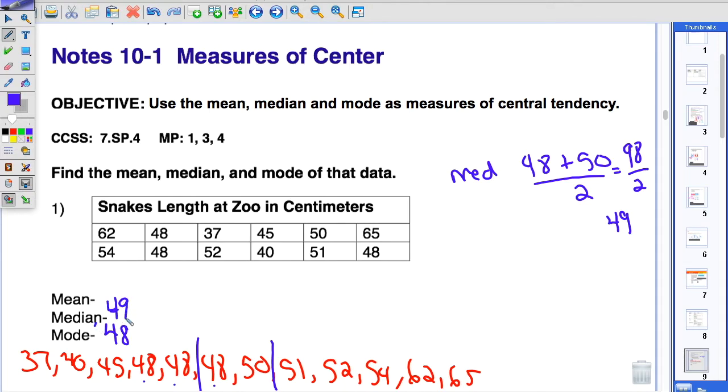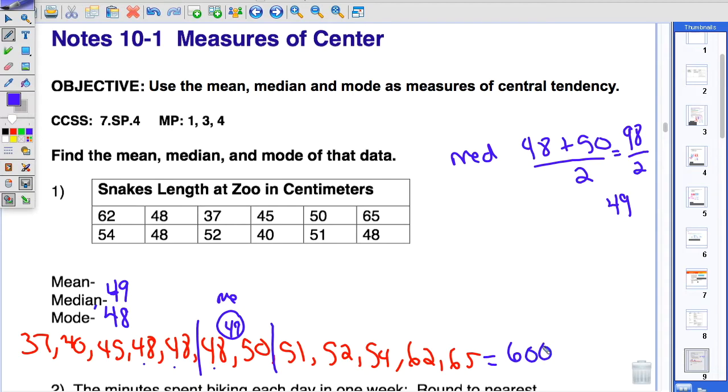Also, since the middle number between 48 and 50 is 49, it's nice and easy that you wouldn't have to calculate anything. So the 49 is your median, the number in the middle. To find the mean, you have a little bit more work. You need to add up all your numbers in your data set. You get 600, divide by 12, and you get 50. 50 is your mean. It's the average of the snake lengths at the zoo in centimeters.